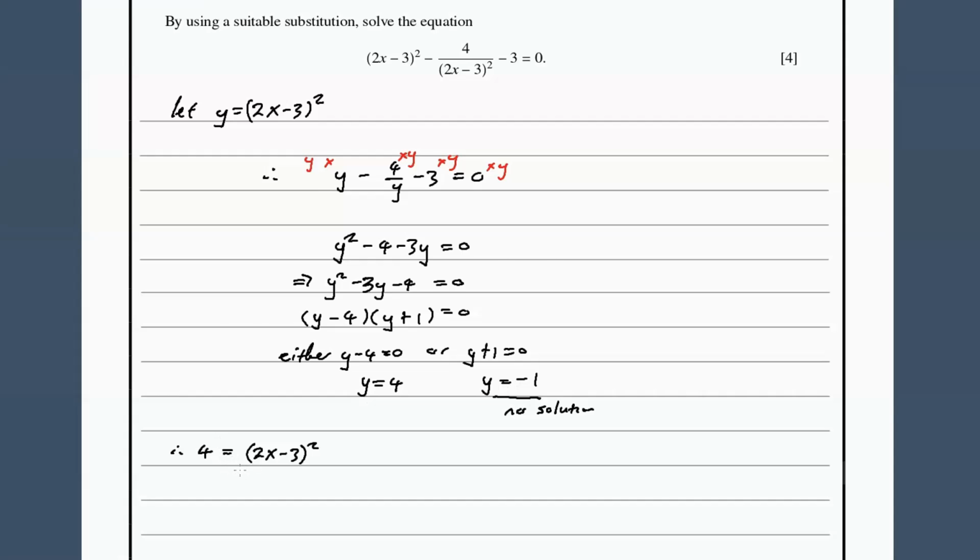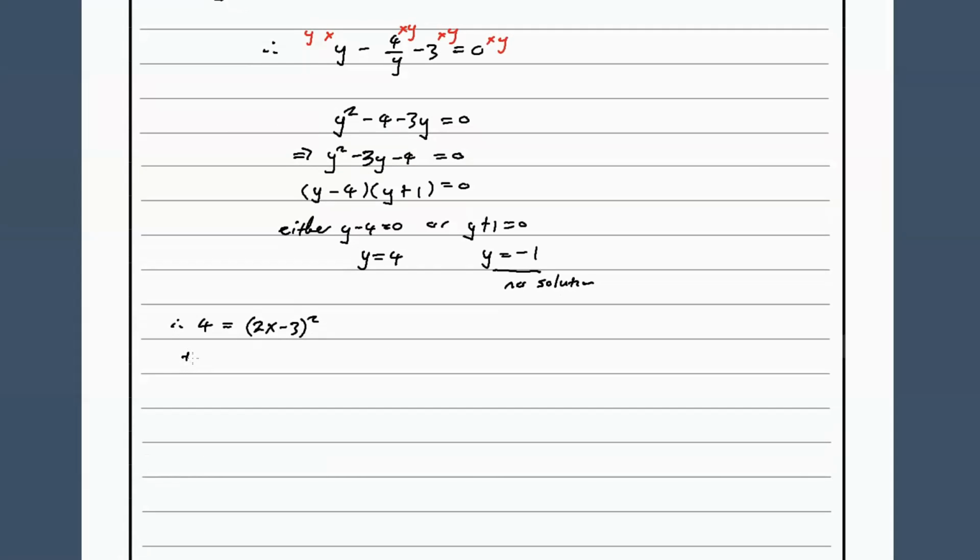So we'll just work with this. If we square root both sides, we'll have plus or minus 2 equal to 2x minus 3. If we make x the subject, we'll have (3 plus or minus 2) over 2. So the values of x are (3 minus 2) over 2 or (3 plus 2) over 2, so the values of x are a half or 5 over 2. So these are the two solutions right here, and that's how we do it.